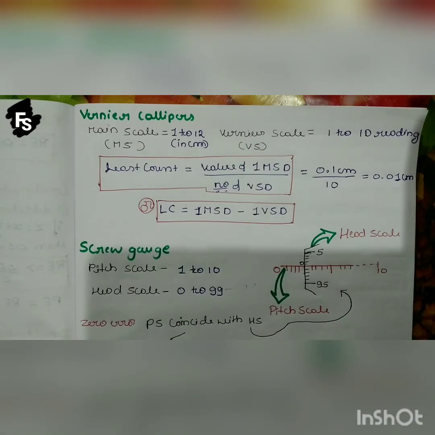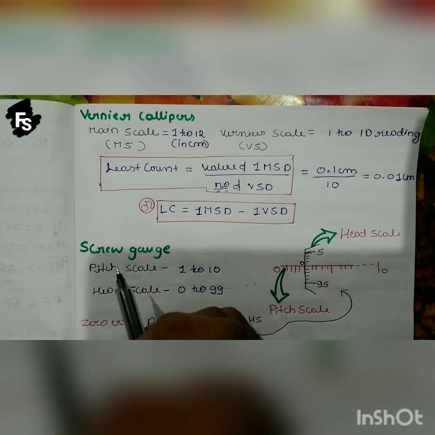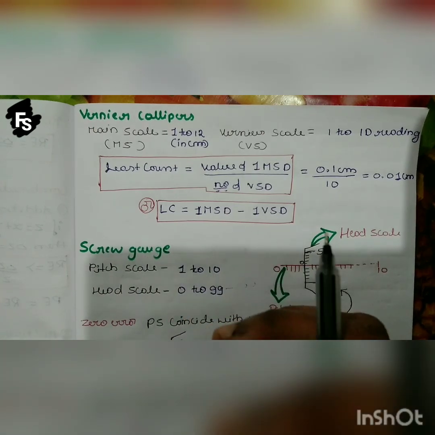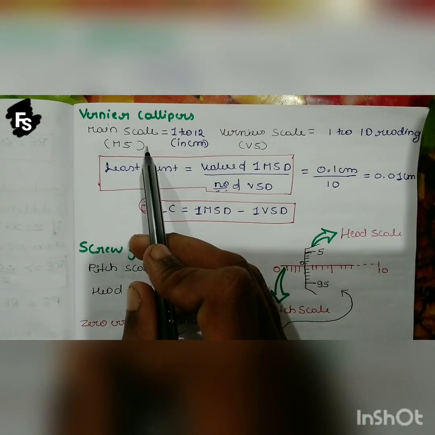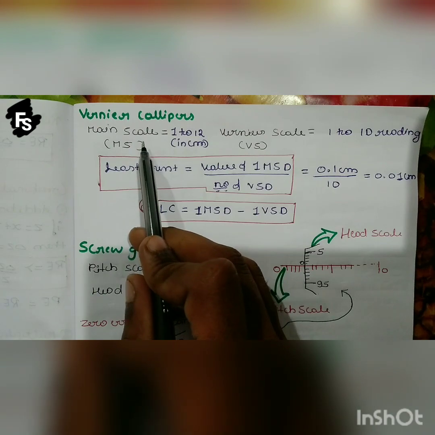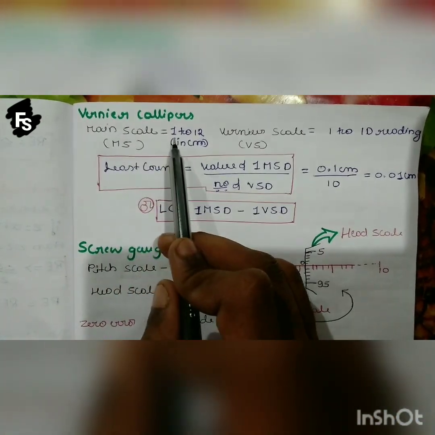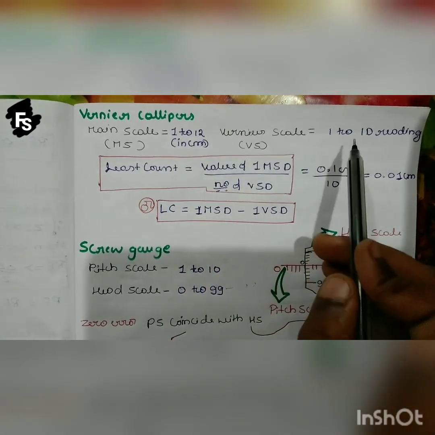Now we move on to a very important concept of units and measurements: the vernier calipers. Vernier caliper is a device which is used to measure lengths. Vernier calipers has two divisions, the main scale division and the vernier scale division. It has two scales, the main scale which has 1 to 12 units and the vernier scale which has 1 to 10 readings.